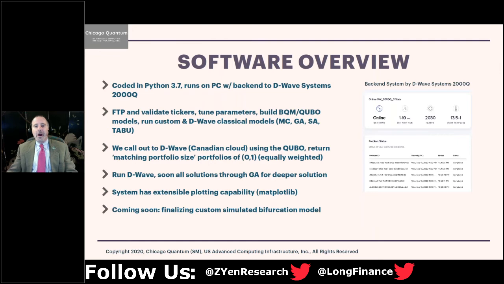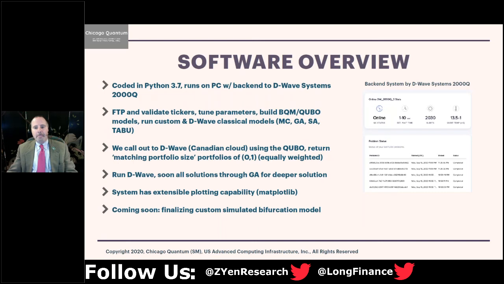And so our software runs on Python 3.7. It runs on a PC. The back end is a D-Wave System 2000Q. In this case, over to the right, you can see the actual screen print of the actual jobs we ran. At this point, it was running at 13.5 millikelvins, which is much colder, maybe 1,000 times colder than deep space. And there were 2,030 qubits operating.